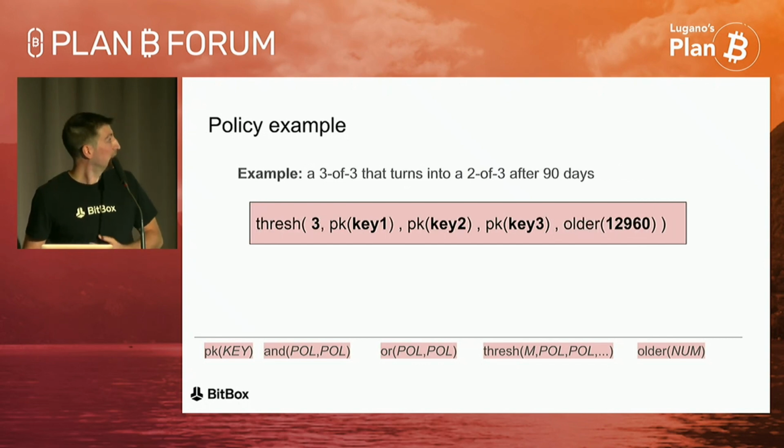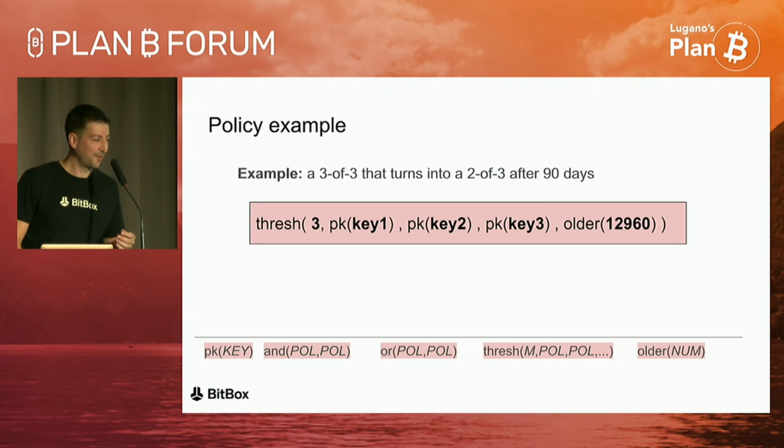So this is a fun one. 3 out of 3 that turns into a 2 out of 3 after 90 days. This is kind of a logic trick in a sense. If you think about it, a threshold where 3 out of those 4 conditions have to be true either means key 1, key 2, and key 3 have to sign, which is a normal 3 out of 3 multisig. But if you remove any one of them, then it becomes a 2 out of 3. For example, key 1, key 2, and then after 90 days, it becomes a 2 out of 3. Or key 2 and key 3 can sign, or key 1 and key 3.